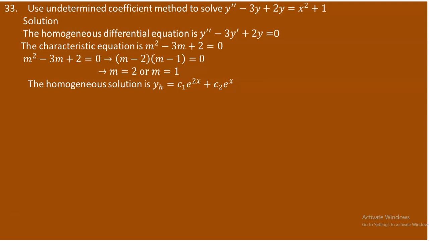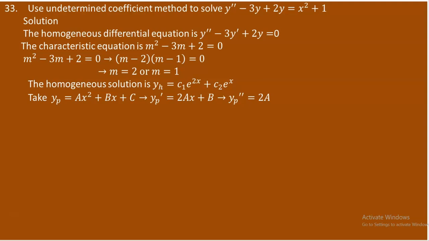Students, in the case of this, the particular solution mainly depends on the expression given here. Okay, the function given here. So the function given here is x squared plus 1. So we need to consider a quadratic expression here, because this is a quadratic function. So we have to consider yp to be ax squared plus bx plus c.